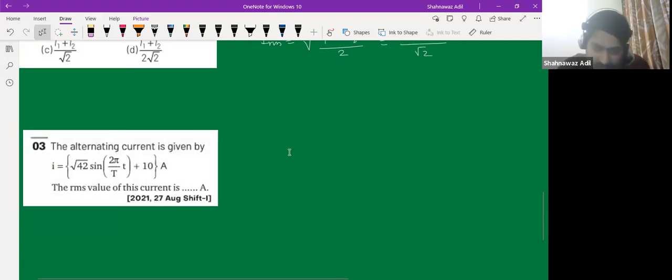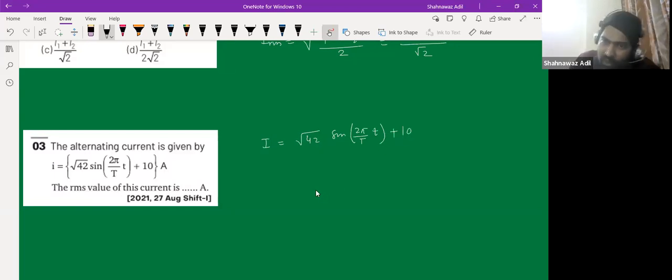Okay, again in this question, we have two combinations of current. So I is root 42 sine pi by t, right? And plus 10, right? So what are the peak currents in both the cases? If we compare it with this thing, what are the peak currents?